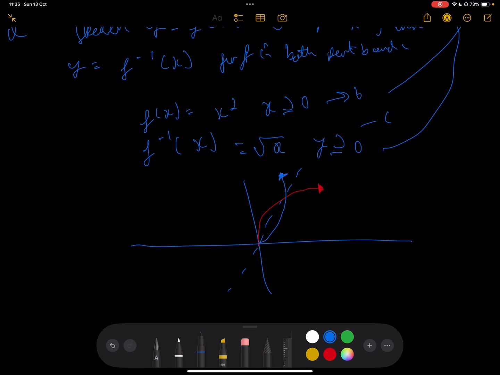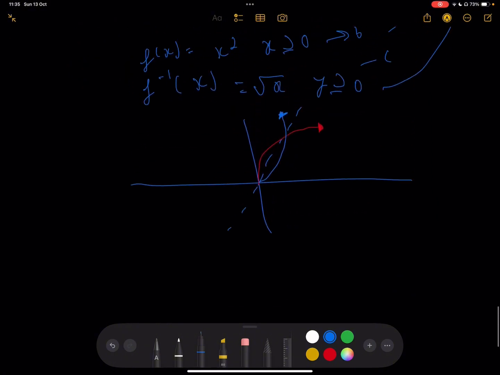I think also, don't be shy to start substituting in values and switching the coordinates for the inverse function of f of x. If you're not comfortable getting it correct the first time, that's completely fine. Okay, now we're going to move on to self-inverse functions.